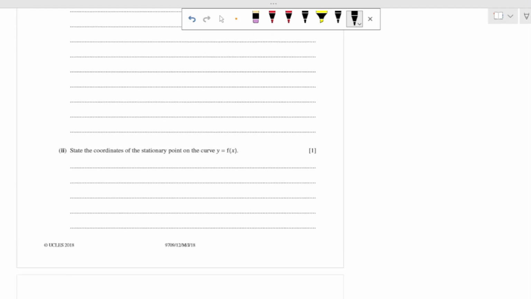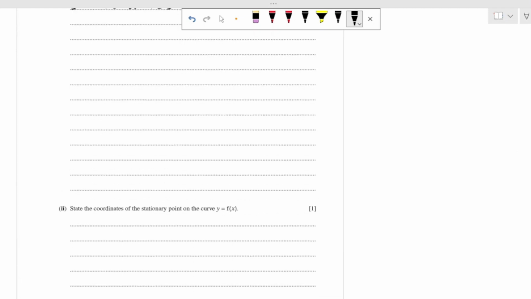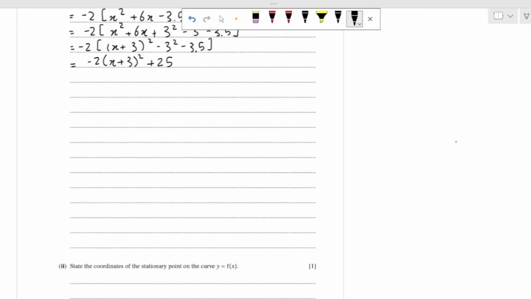Now part 2. State the coordinates of the stationary points of the curve y equals f(x). Stationary point means the turning point. To find the turning point from the completing the square form, it will always be (p, q), where p is basically minus of the inner term, and q. It should be minus p, plus q.